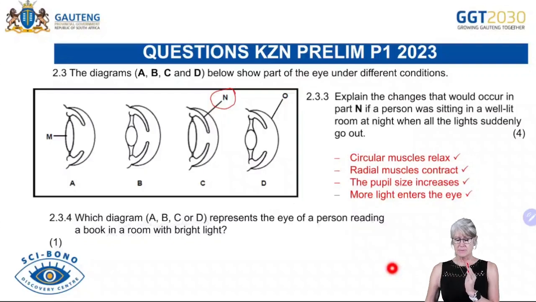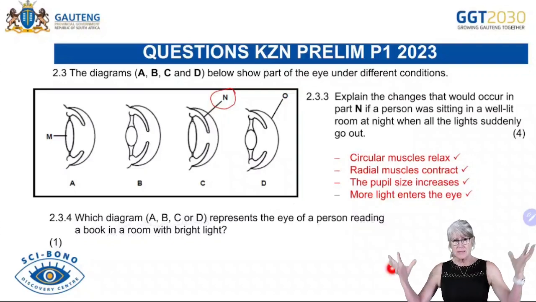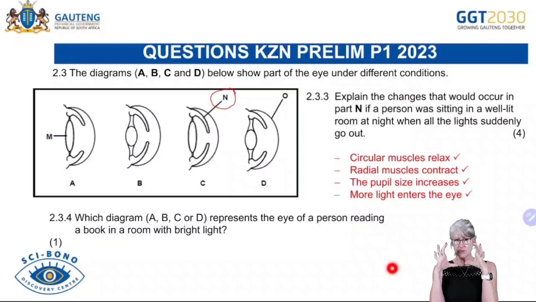So that means if I'm looking up close, I need high refractive power, so my lens must be very convex. But there's lots of light, so my pupil doesn't need to be wide. Okay, so I'm going to have a very convex lens, but I'm also going to have a narrower or more constricted pupil. Okay, so let's have a look at which picture that would be.